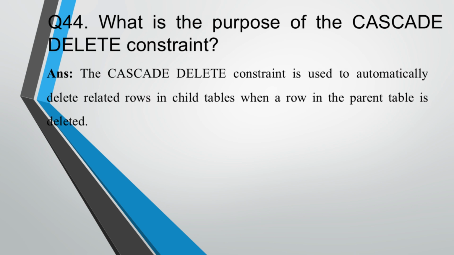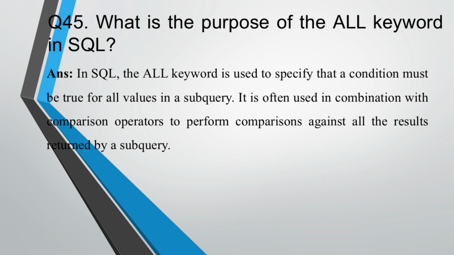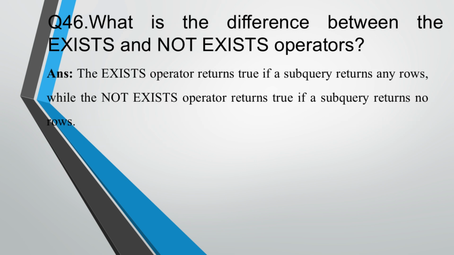What is the purpose of the cascade delete constraint? The cascade delete constraint is used to automatically delete related rows in child tables when a row in the parent table is deleted. What is the purpose of the all keyword in SQL? In SQL, the all keyword is used to specify that a condition must be true for all values in a subquery. It is often used in combination with comparison operators to perform comparisons against all the results returned by a subquery.